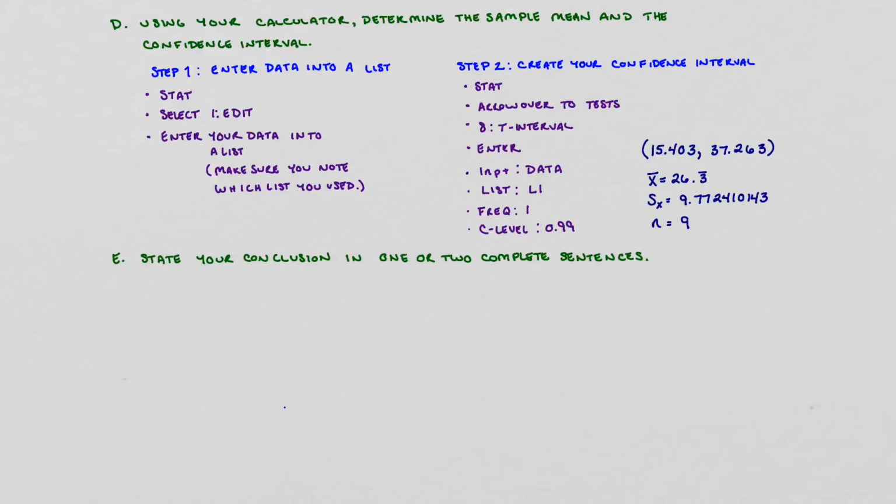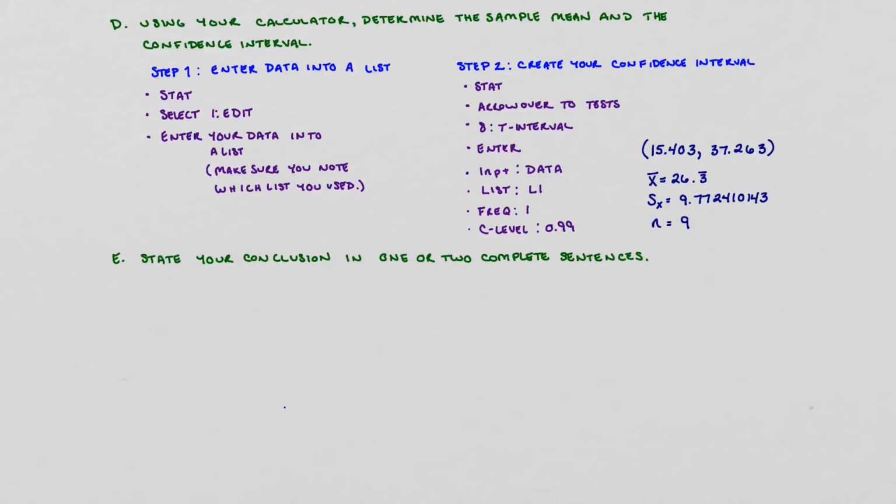So for step 2, once you've entered your list, you'll go ahead and press the Stat key again. You'll arrow over to Tests in the top menu, and from there you will select option 8, which reads T interval. Press Enter, and then you'll be taken to a new screen. From here, for input, you are going to select data instead of stats. This is because we have been given a table of data to work with here instead of summary statistics.